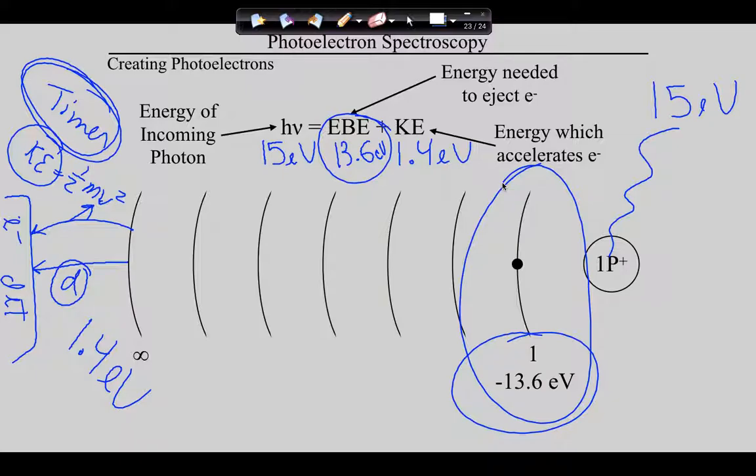Let's say that again. You know the energy that went in. You know how long it takes the electron to come flying out. You know the distance. From that information, you can calculate the kinetic energy of the electron. The difference between the energy that you put in and the kinetic energy that comes out is the energy that was necessary to strip the electron from the atom, which then tells us the energy of the energy level where that electron came from.